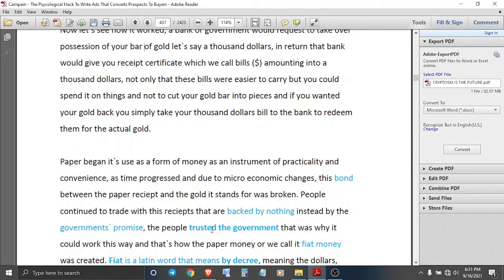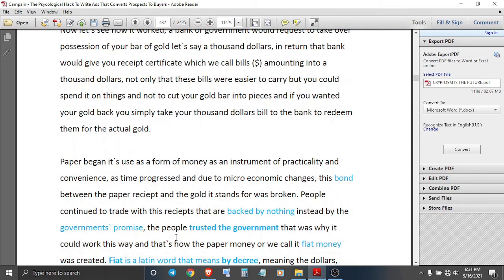The people trusted the government. That was why it could work this way, and that's how the paper money, or what we call fiat currency, the fiat money, was created. So I want you to understand this now.